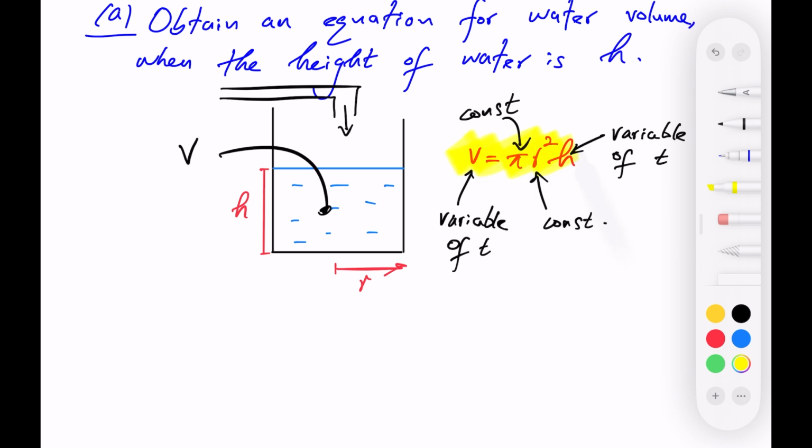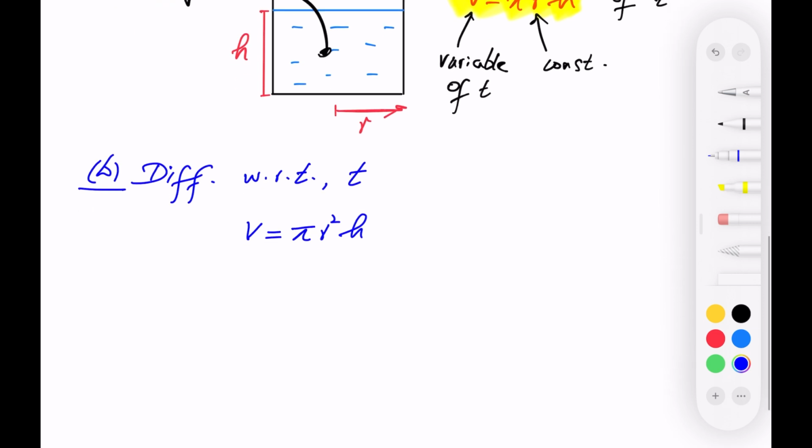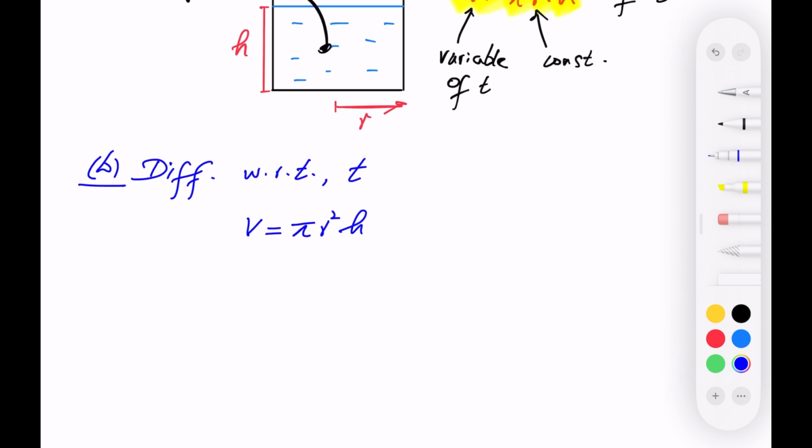Let me go ahead and highlight the equation that we have written down. Here is part B of that problem. Differentiate your equation with respect to time. So the equation we have is V equals pi r squared h. Once you differentiate this equation, both sides with respect to time, V is a first order, h is also a first order, and therefore the differentiation is very straightforward.